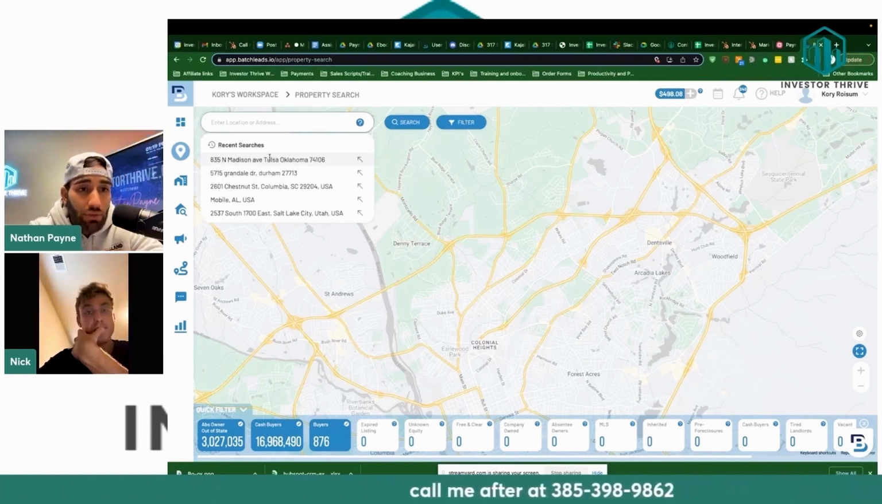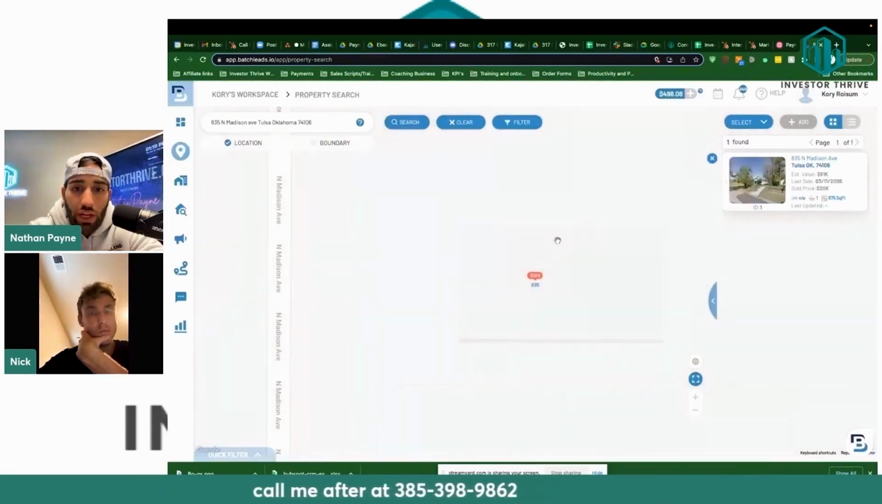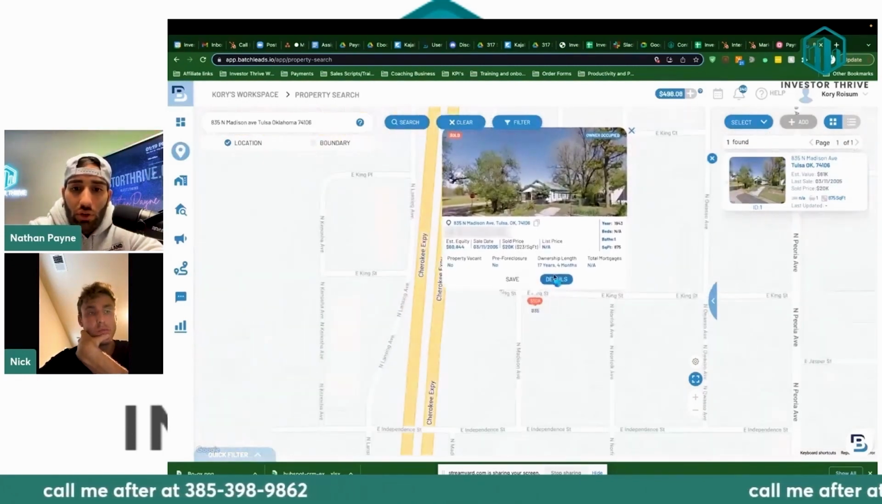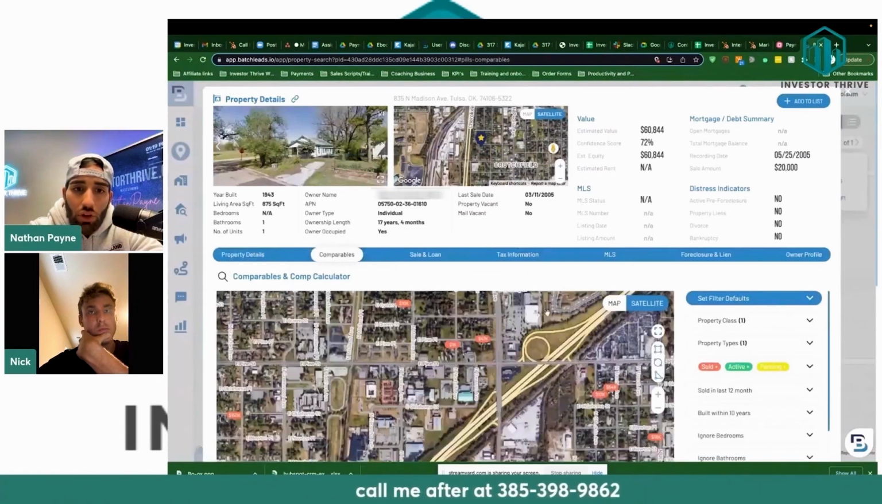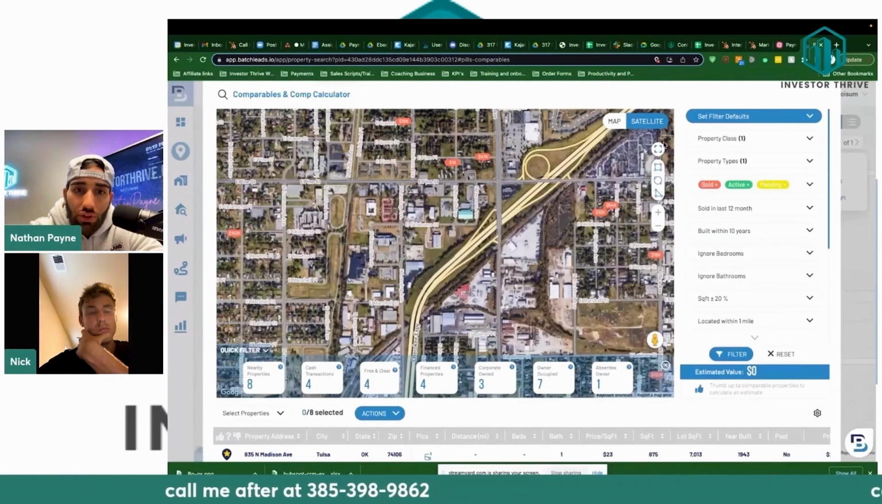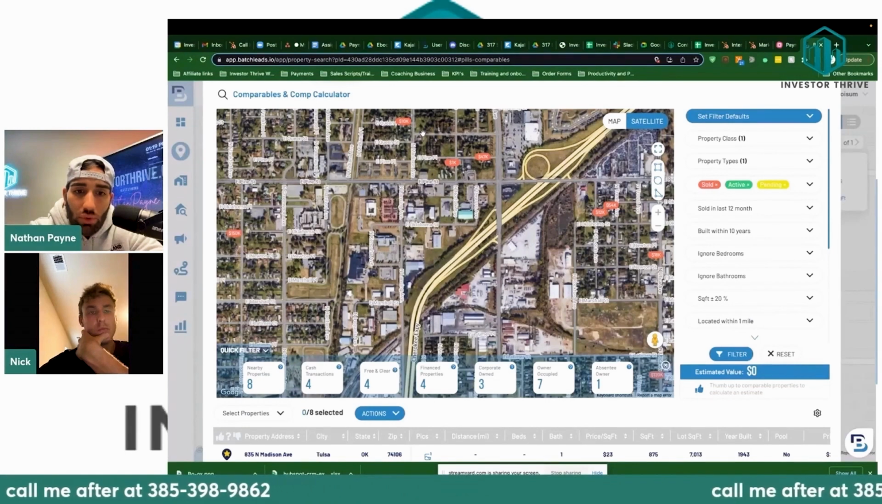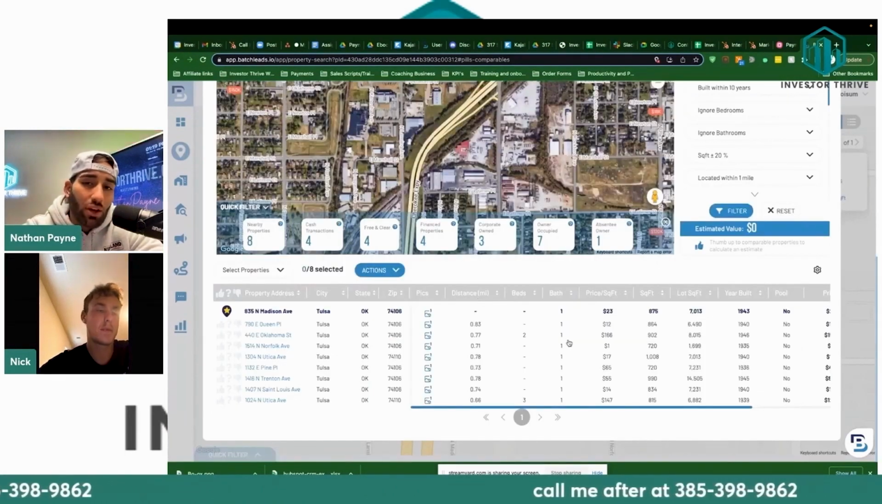I looked up the comps. If you guys don't know how to look up comps, this is just a random deal, but you basically go to BatchLeads, you go to comparables, you see the estimated value of the property. It also automatically runs comparables, so it tells you homes that sold recently. So we ran the comps, and the deal he was way off.